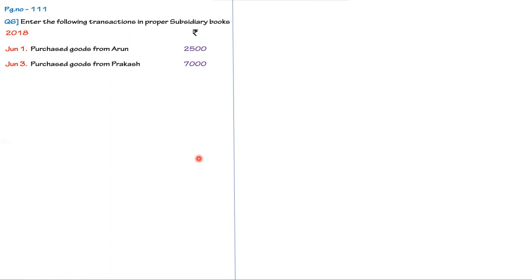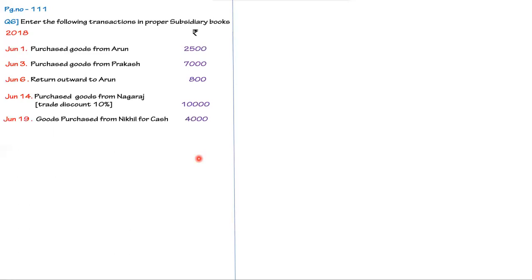The next transaction is on June 6, return outward to Arun 800 rupees. Return outward is the other name for purchase returns. So it is a transaction of purchase returns for which we will be preparing purchase returns book. The next transaction is on June 14, purchased goods from Nagaraj 10,000 rupees, trade discount 10%. It is a transaction of purchases which will be posted in purchases book.